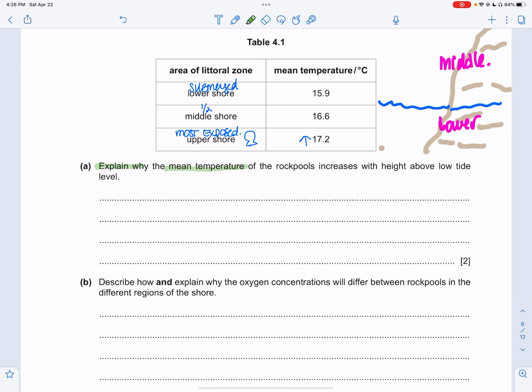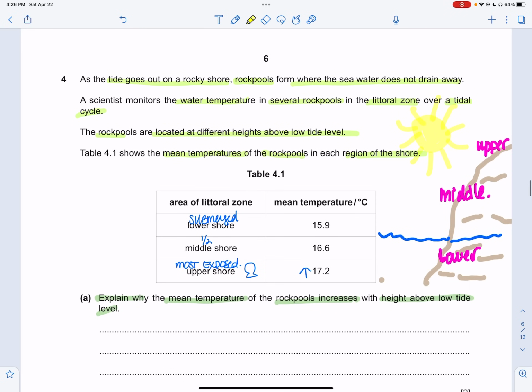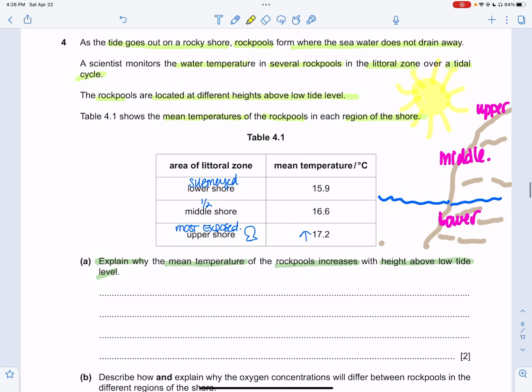Explain why the average temperature of the rock pool increases with height above the low tide level. And if you're thinking that it's the sun, good job. Or the hot air. They're the most exposed, and they stay exposed the longest.